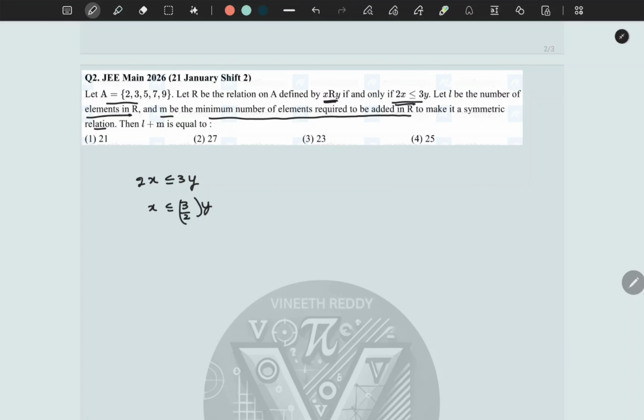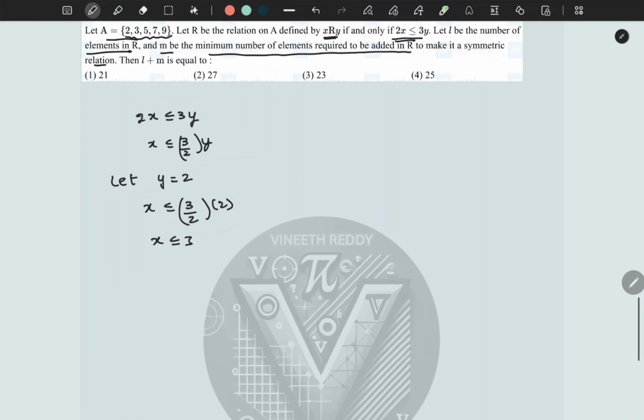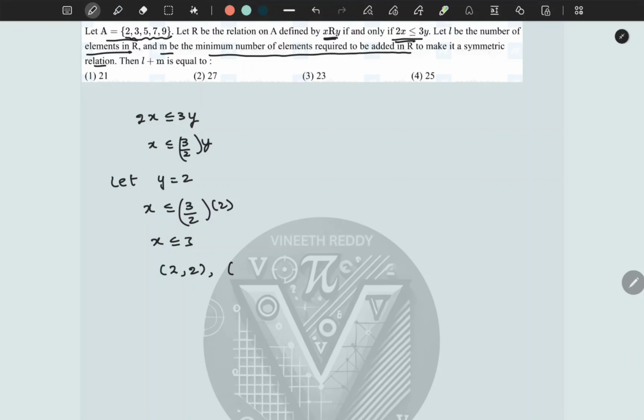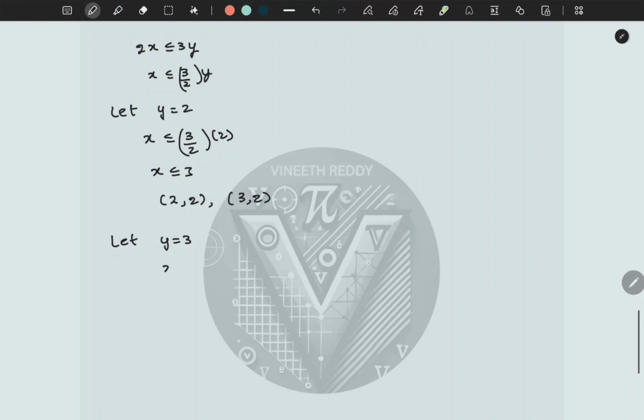See, these kinds of questions are expected questions, and the method is very simple. Now x and y should belong to A. That's what he's telling here, right? First we'll do one thing. Let y be equal to 2. Then x will be less than or equal to 3 by 2 into 2. That means x should be less than or equal to 3, right? That means what all elements will be present? x can be 2, y should be 2, and x can be 3 also, right? I hope you understood this. Now let y be equal to 3. What all elements can x be? x should be at most 3 by 2 into 3, that means x should be less than or equal to 9 by 2, which is 4.5.